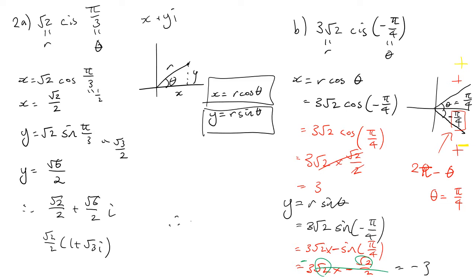Make that into Cartesian form, so it's 3 minus 3i, and group it by 3. So it becomes 3 bracket 1 minus i close bracket. And that is our Cartesian form for 3 square root of 2 cis negative pi on 4.